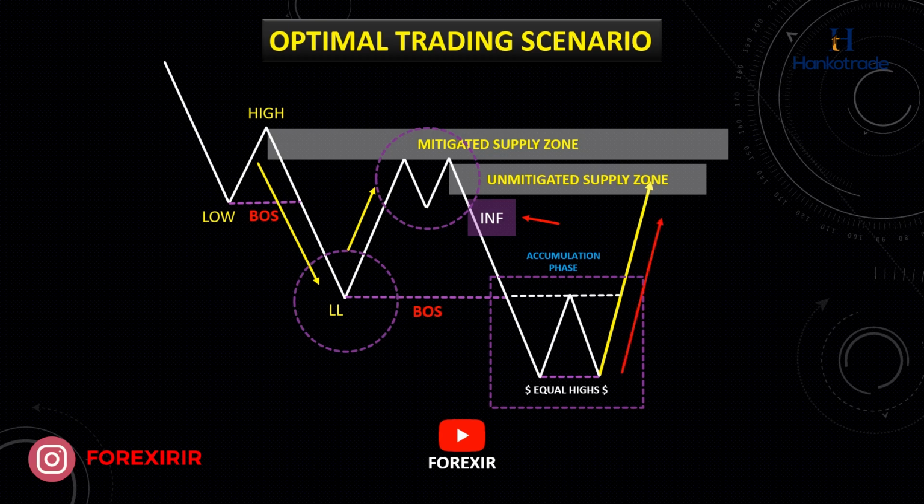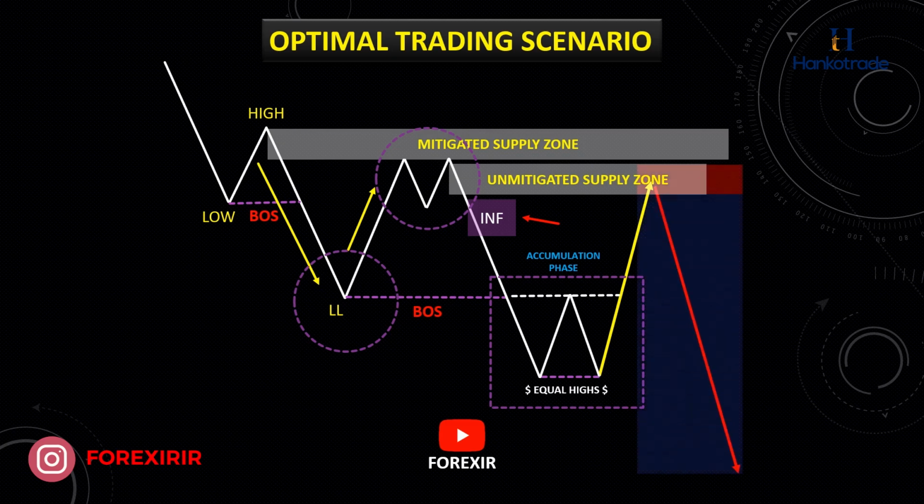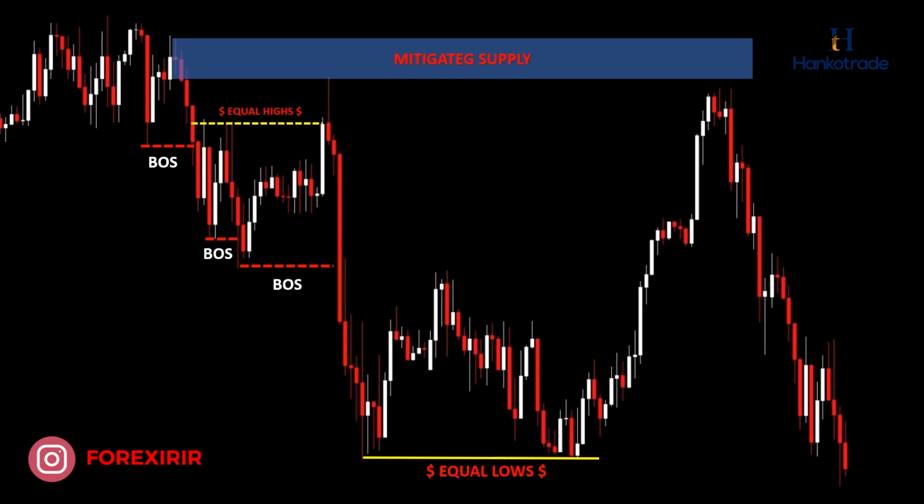In the following steps, what we want to see is the price pushing upward, filling the liquidity void that was left earlier, and then entering into this unmitigated and fresh supply zone. Our next step is to zoom into the lower time frame and search for any signs of a change of character or reversal confirmation patterns. This allows us to set an optimum entry. Let's now examine a real chart example to illustrate this concept.